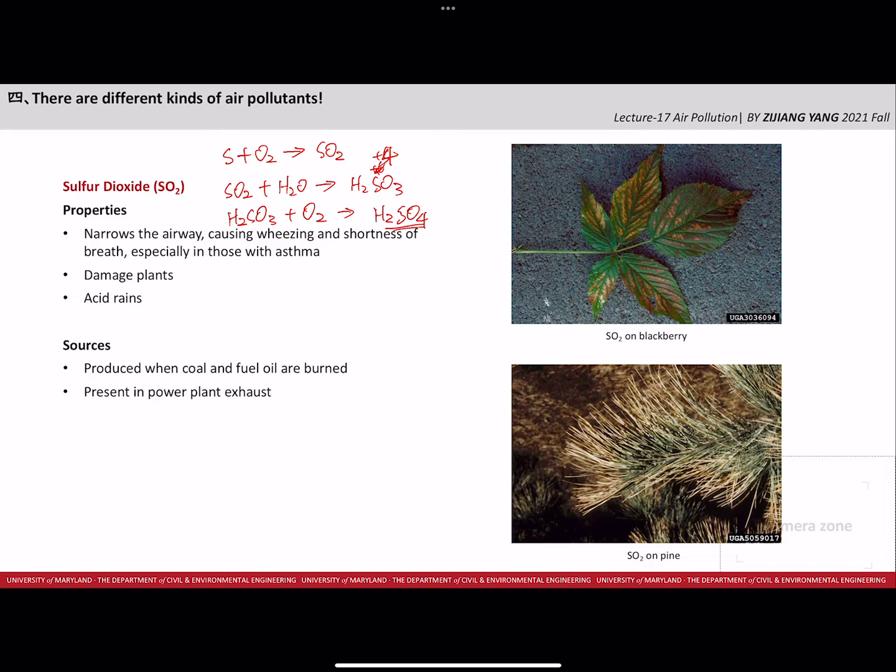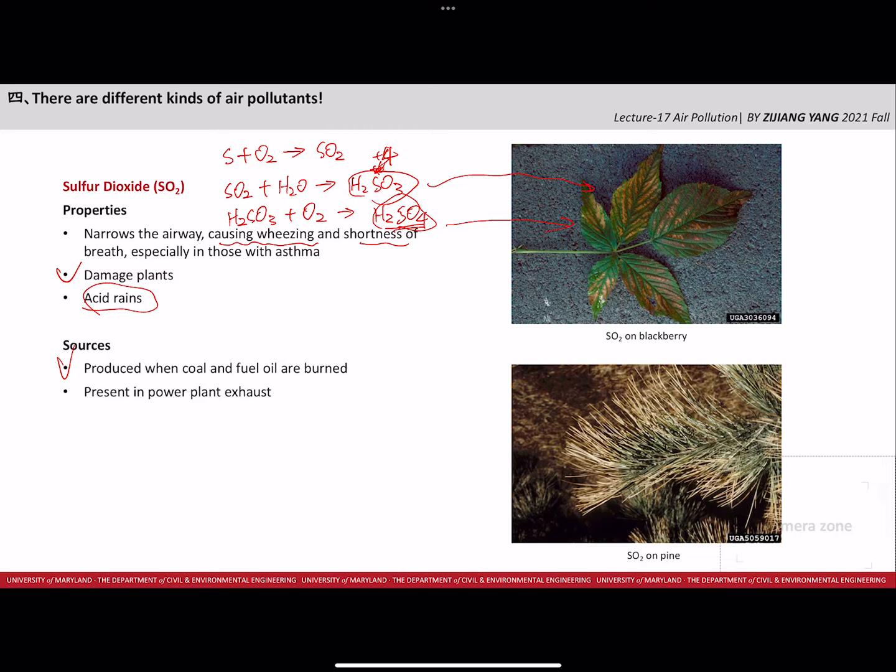And this is a strong acid. When it is dissolved in the rain, the rain will be very acidic, and it can damage the plant. So basically, the sulfurous acid itself can damage the plant, and the sulfuric acid can also damage the plant. And also it is bad for human beings. It can cause wheezing and shortness of breath, especially in those with asthma. But sulfur dioxide is better than carbon monoxide because it has a smell, so we can feel it.